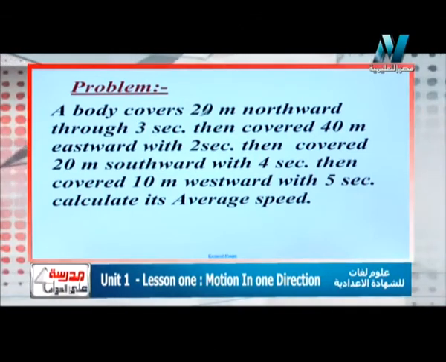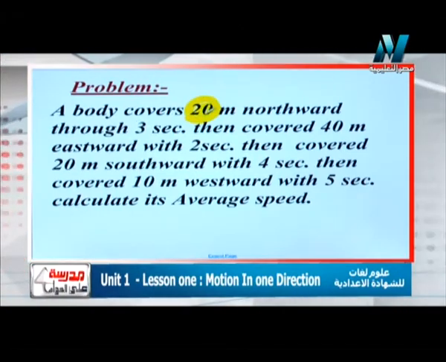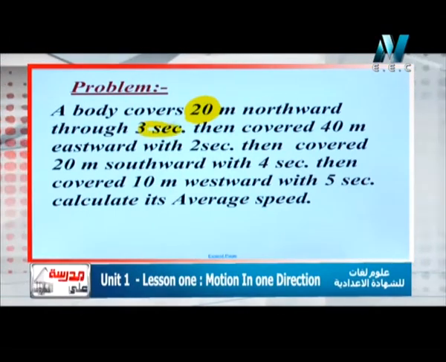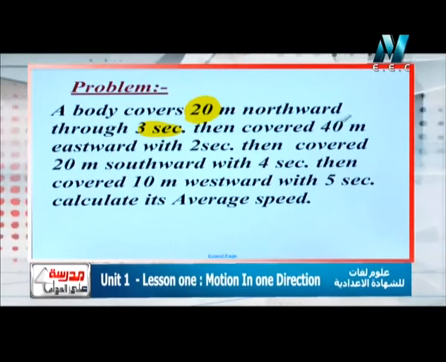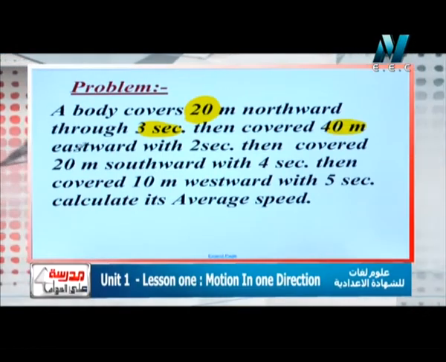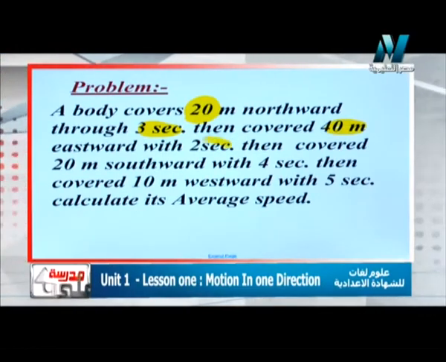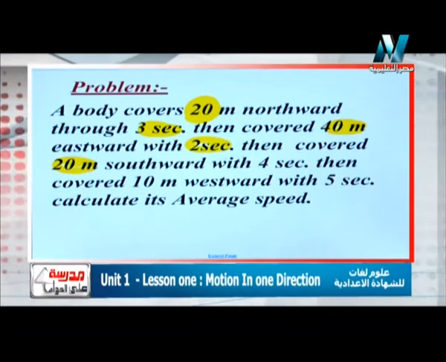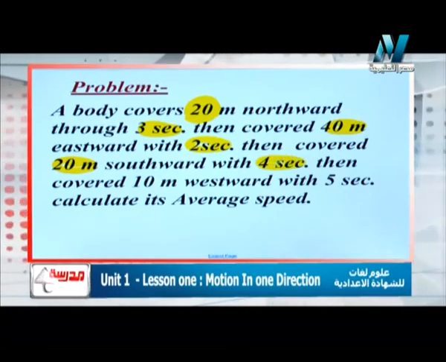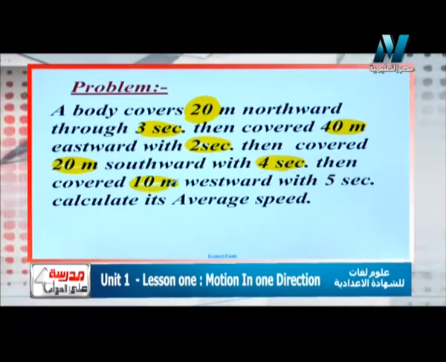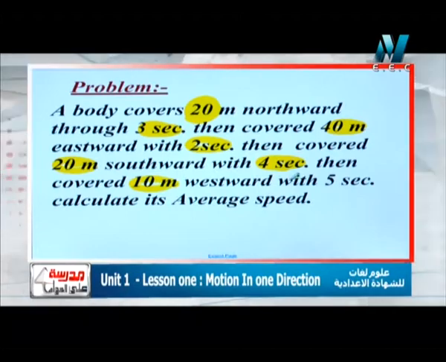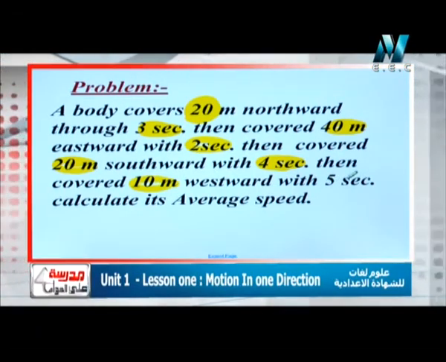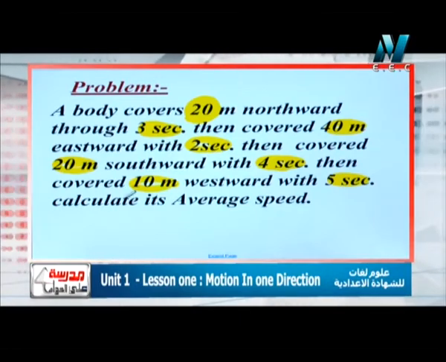Here a body covers 20 meters northward. تحرك 20 متر في الشمال through 3 seconds. Then covered 40 meters eastward شرقا with 2 seconds. Then covered 20 meters تحرك 20 متر تانيين southward جنوبا in 4 seconds. Then covered 10 meters westward يعني يتحرك غربا with 5 seconds. Calculate its average speed.